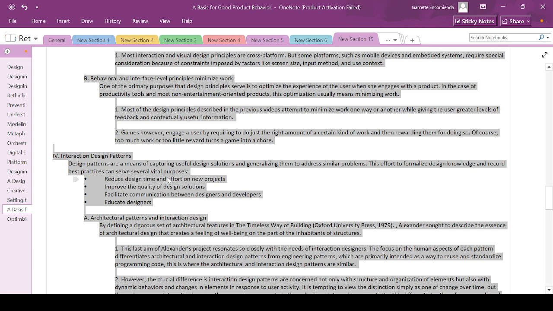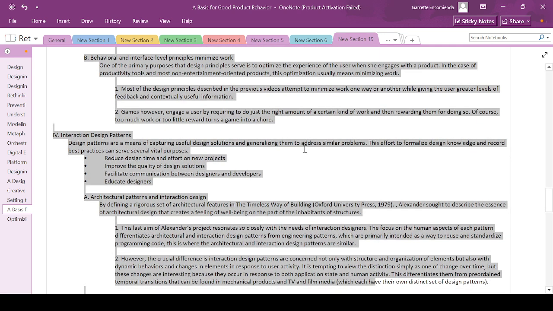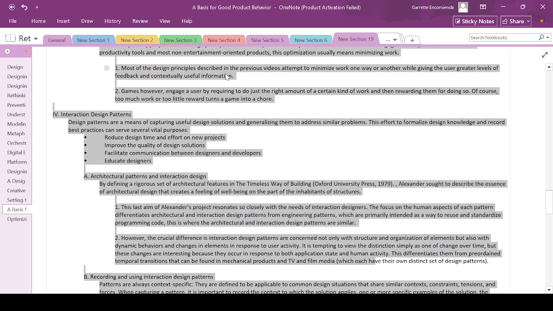In the case of productivity tools and most non-entertainment oriented products, this optimization usually means minimizing work, because in business we're trying to minimize work for them so that they can achieve more with less, so that they could produce more and therefore provide more productivity for humans. So most of the design principles discussed in the previous videos attempt to minimize work one way or another while giving the user greater levels of feedback and contextual, useful information.